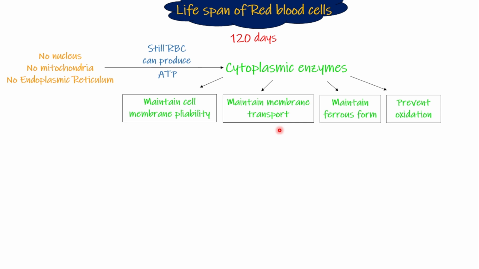The second one is that the cytoplasmic enzymes help in maintaining the membrane transport across the cell membrane of red blood cells. The membrane transport is very necessary in RBCs because the oxygen has to pass the membrane and the carbon dioxide has to cross the membrane. So that's why cytoplasmic enzymes maintain this transport.